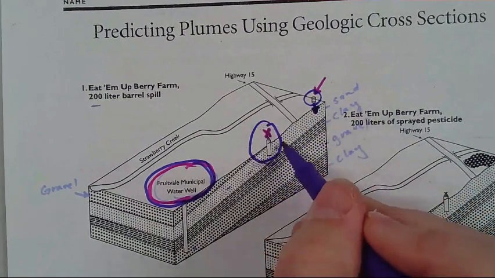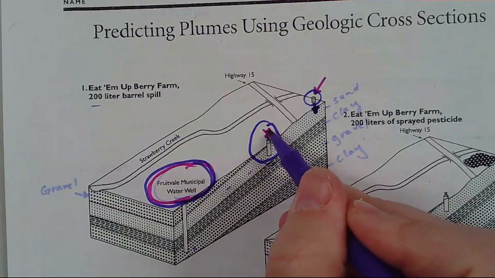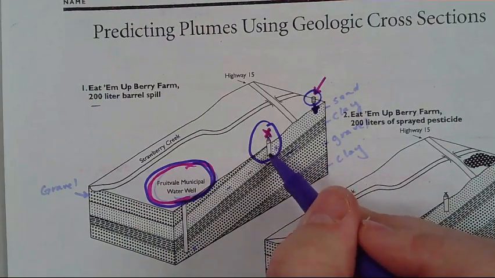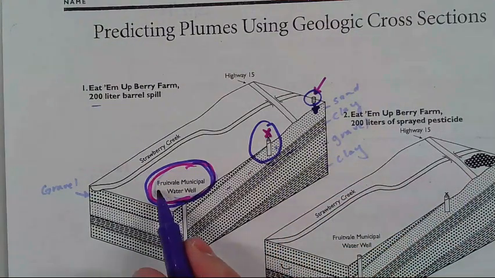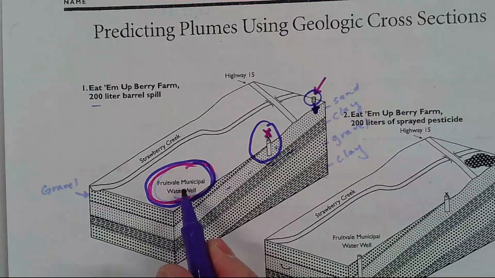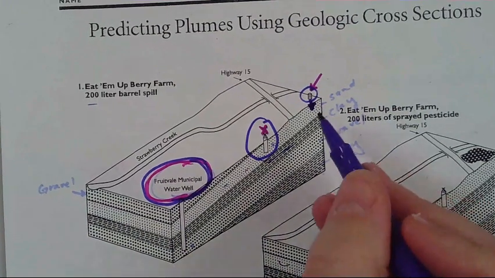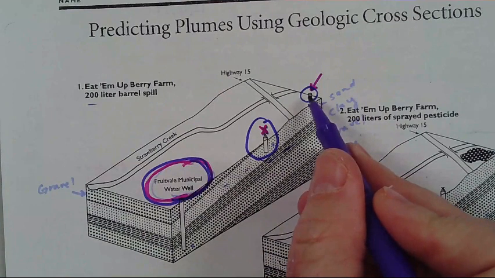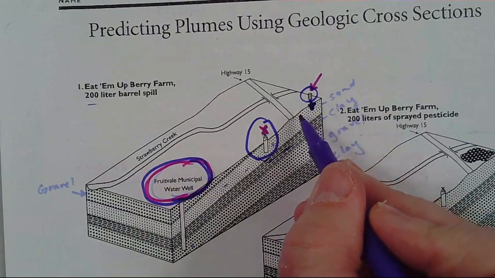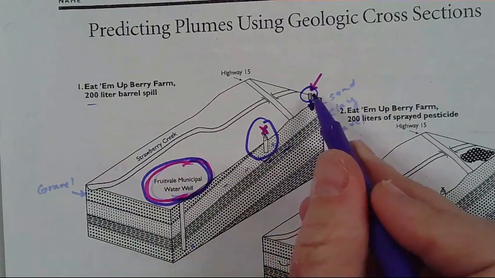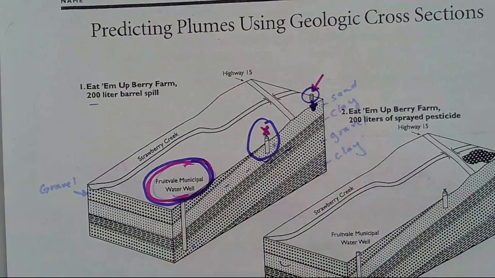The first well is this one. It's marked with an X on your paper, and it is drilled into this layer. The second well is the Fruitvale Municipal Water Well, and that one is drilled down into this layer. Okay? And that's where it collects its water from. All right, so the first thing to do for this one would be to use a colored pencil to draw an area underground that you think this contaminant would affect.